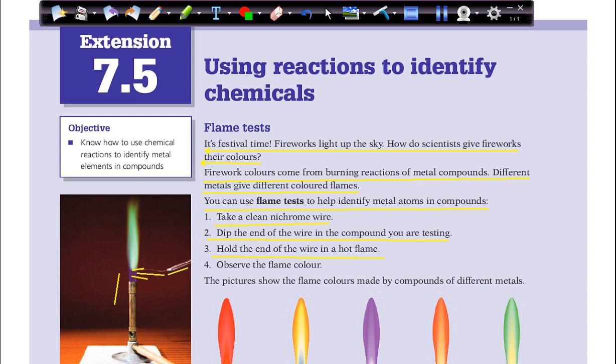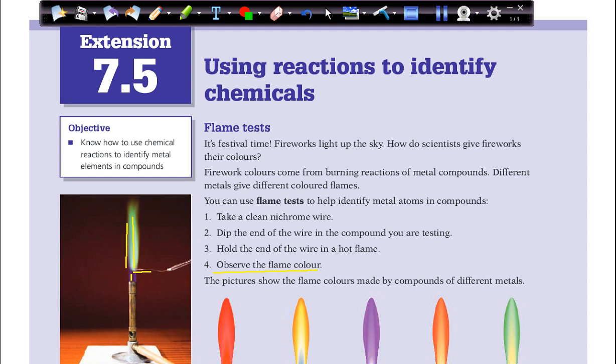Here, as you can see, the fire is blue. Just a second, let me show you. This is the beginning of the flame. It's blue, and then when they hold the end of the wire in the hot flame, it started to be green. The flame turned green. Observe the flame color. As we can see here, it's a green flame.